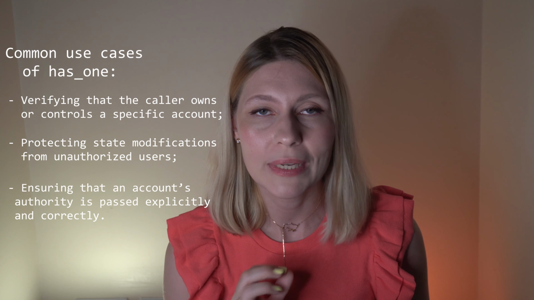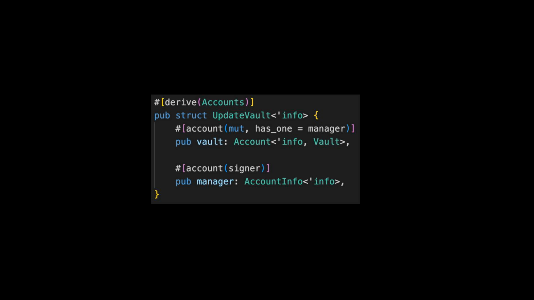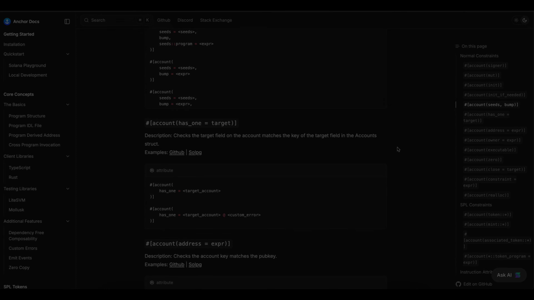Ensuring that an account's authority is passed explicitly and correctly. This ensures the vault account has a field named manager equal to the manager key. The manager must have signed the transaction. No one else can update this vault unless the listed manager.